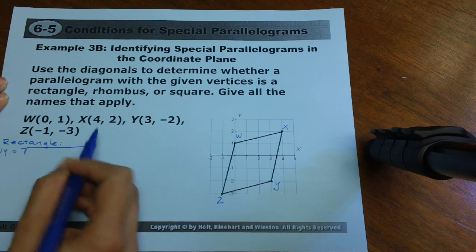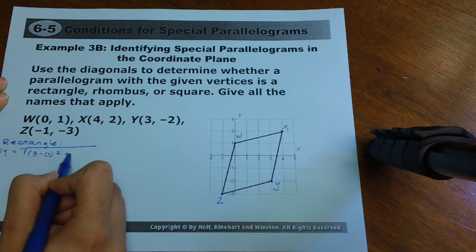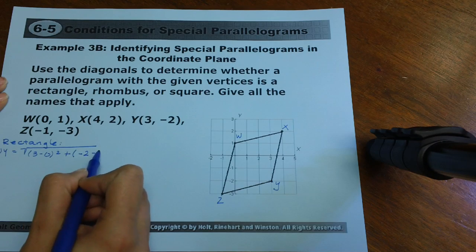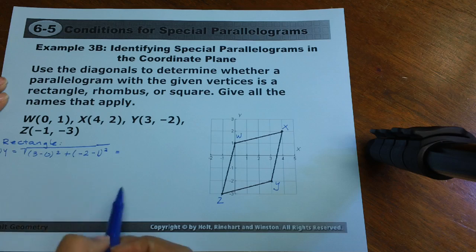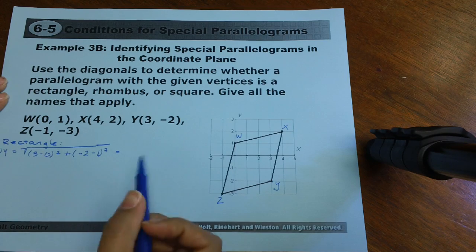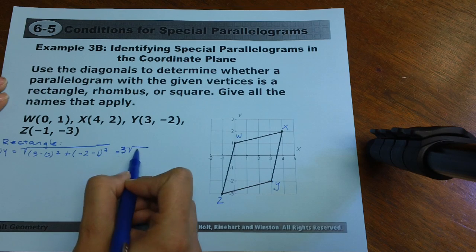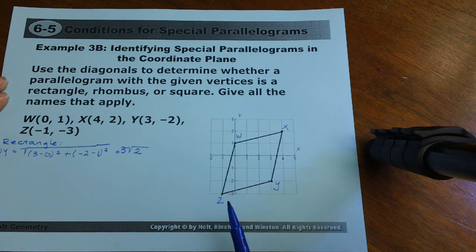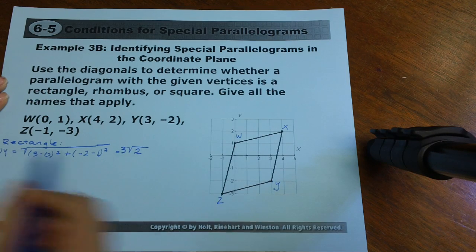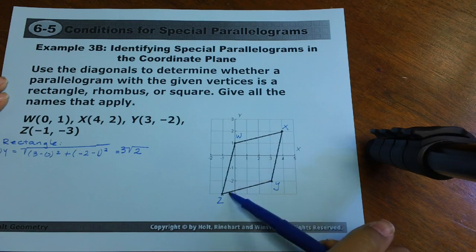And that's going to be the square root of 3 minus 0 squared plus a negative 2 minus 1 squared. And if you subtract and then square them and then add them together, you're going to end up getting 3 root 2. And if you don't remember how to rationalize roots, we can talk about that tomorrow in class. So that's WY. Then we also need to find XZ.